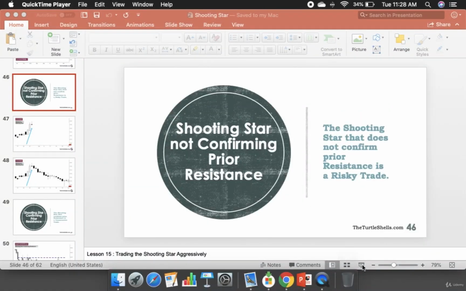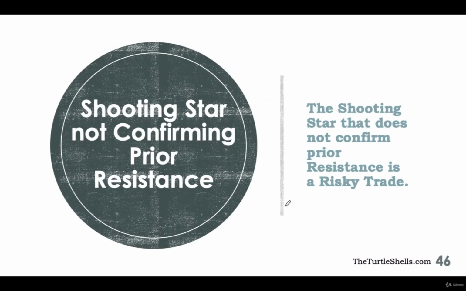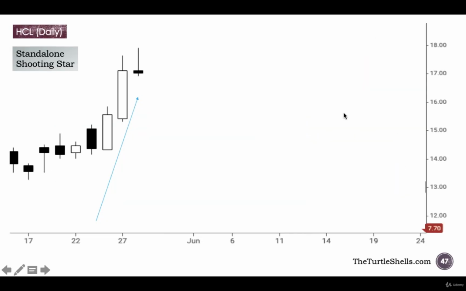Right, now let us have a look at a standalone shooting star. Shooting star not confirming prior resistance. We have looked at similar examples for the hammer, the bullish engulfing pattern, the piercing pattern, and the morning star. So here we will look at a shooting star not confirming prior resistance. It is a risky trade because we don't know what is going to happen next. It is not confirming any prior resistance point.